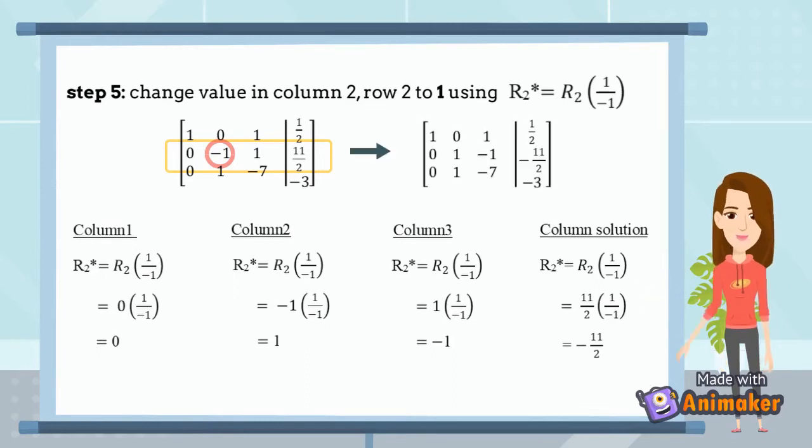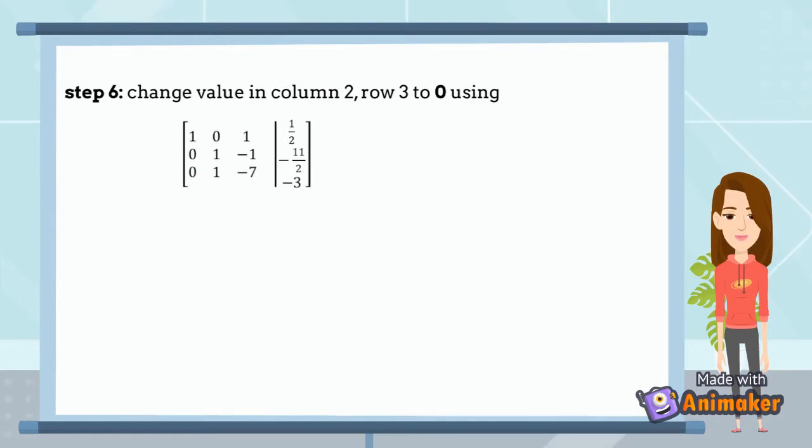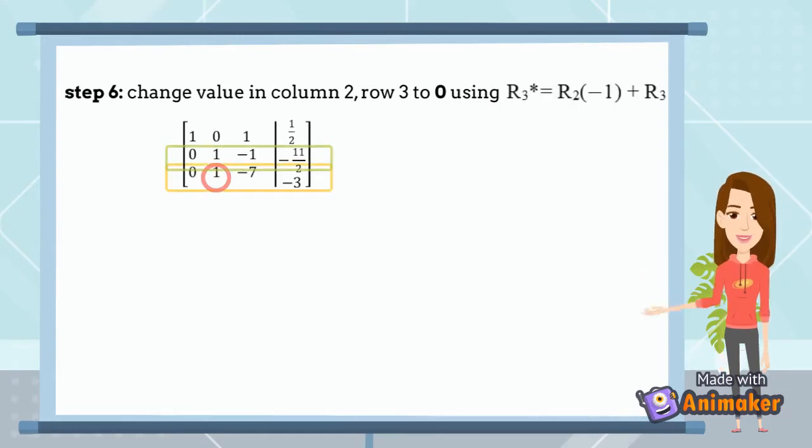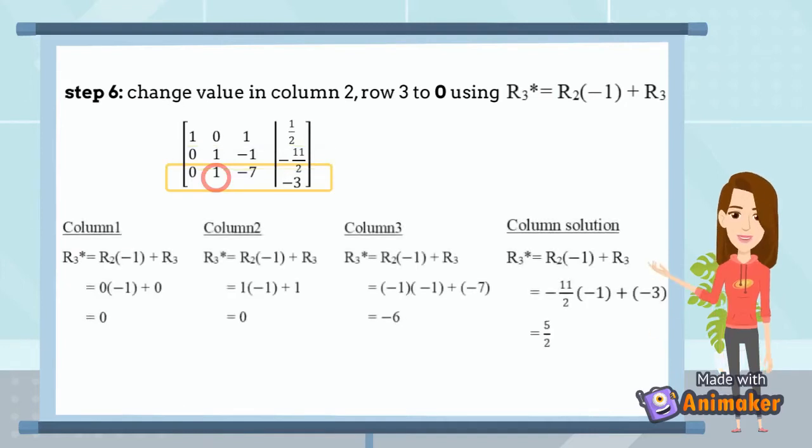Then, update the value in the matrix. Step 6. Change the value in column 2, row 3, to 0 by using the value in each column of row 2 and row 3, then substitute in R2 multiply -1 plus R3. Thus, you will get 0 for column 1 and 2, column 3 equals -6, and 5/2 in the column for solution.